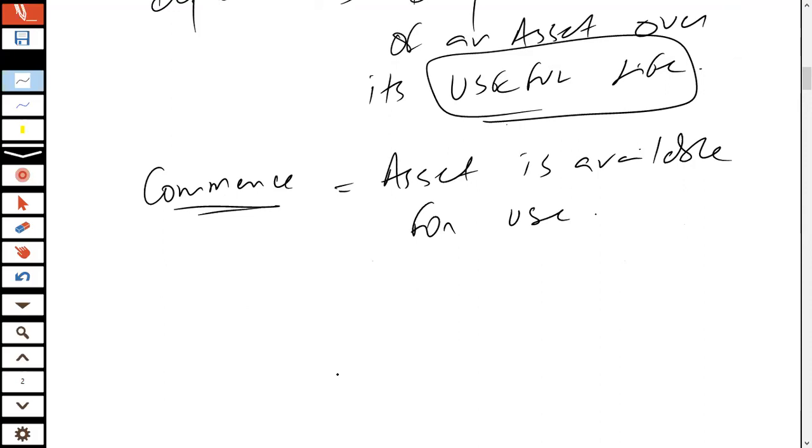Okay, the depreciation is going to commence when the asset is available for use. Now, will the depreciation be suspended? The answer is the depreciation would not be suspended. Even if the asset is held idle, the depreciation would not be suspended. The reason being, once the asset is available for use, the depreciation would start, and once the depreciation has started, it would not be suspended. Let's move a bit forward.